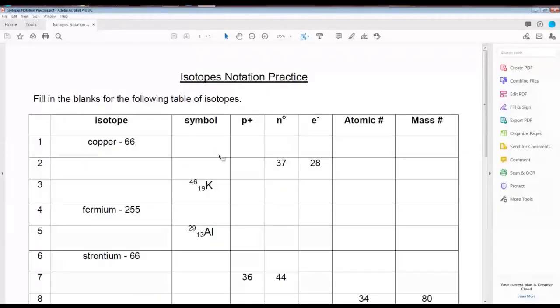So, for example, let's do a couple of these and see how we do. Okay. So it says copper 66. So what is the symbol? You'll notice that when an isotope name is given, it's oftentimes given as the name of the element with a number afterwards. The number afterwards is always the mass number. That's what this is always. This number afterwards, this is the mass number. That's 66.